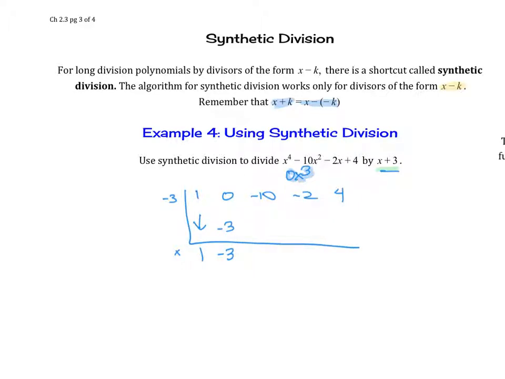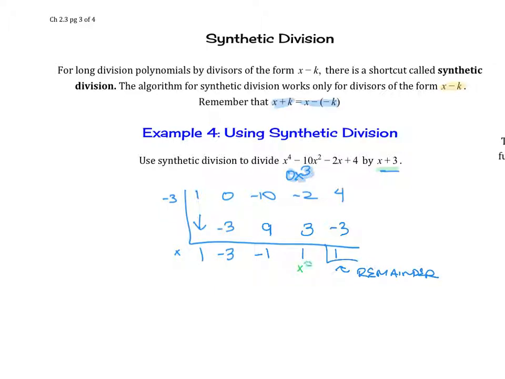Then you repeat. Negative 3 times negative 3 is a positive 9. Then negative 10 plus 9 is negative 1. Negative 3 times negative 1 is a positive 3. Then negative 2 plus 3 is a positive 1. Negative 3 times 1 is negative 3, and the answer is 1. So this last box here is our remainder.